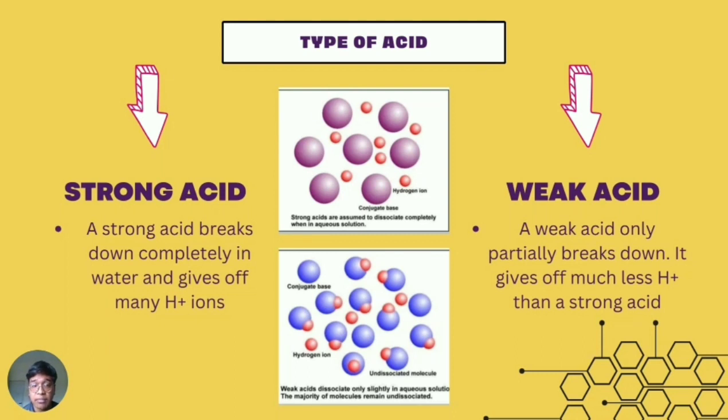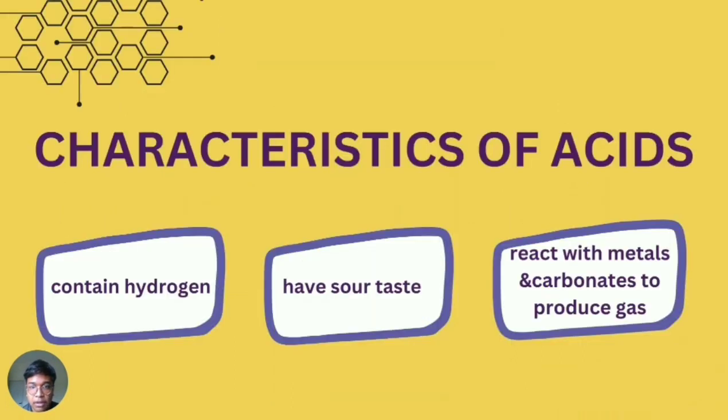A strong acid breaks down completely in water and gives off many H+ ions, and a weak acid only partially breaks down. It gives off much less H+ than a strong acid. The characteristics of acid: it contains hydrogen, has a sour taste, and reacts with metals and carbonates to produce gas.